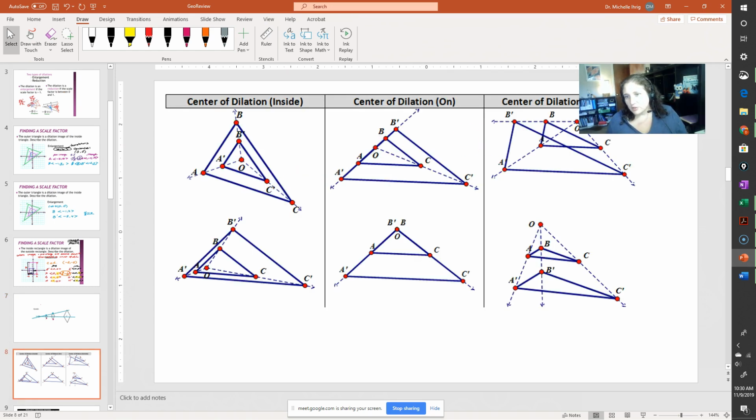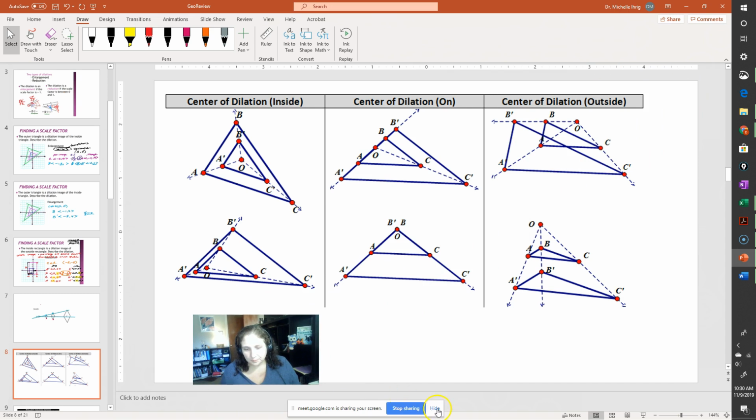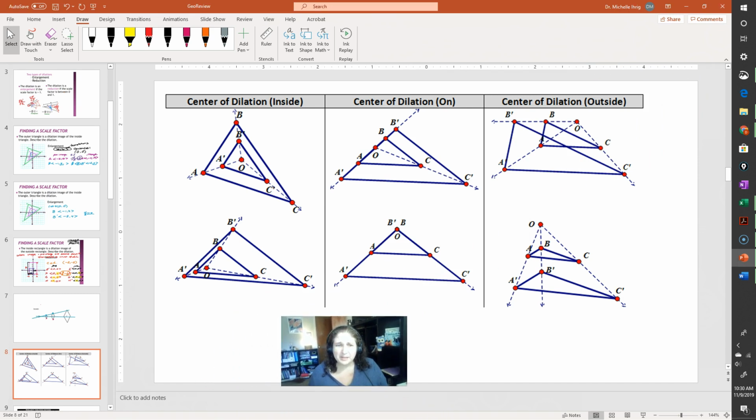All right, let's look at some interesting centers of dilation. Not interesting, but there's basically 3 different ways you can see it. 1, the center of dilation could be inside the shape. 2, the center of dilation could be on the shape. And the third one, the center of dilation could be outside the shape.